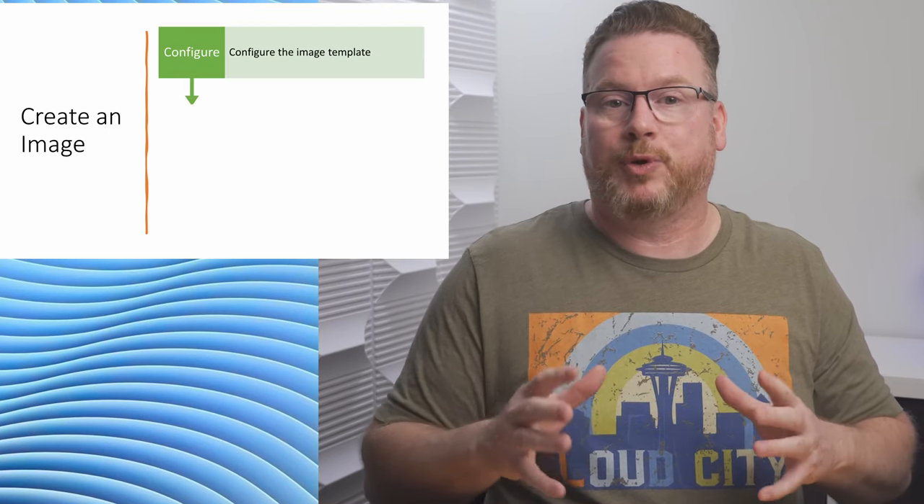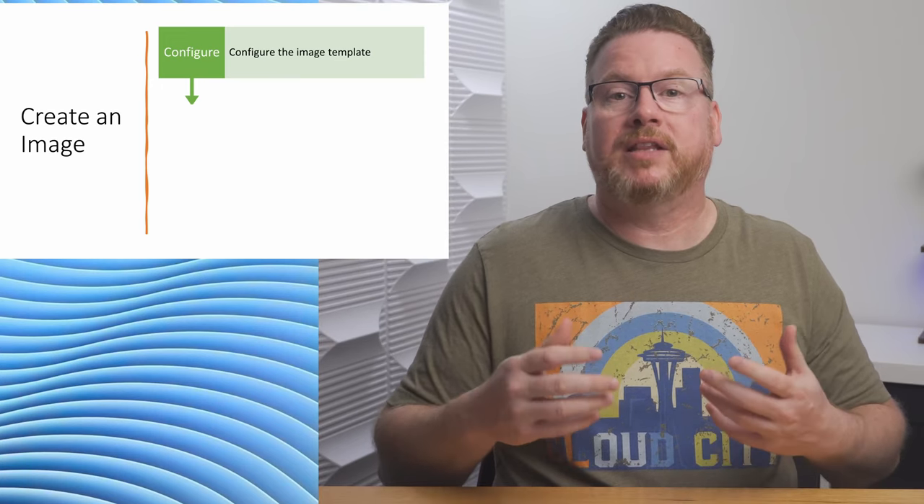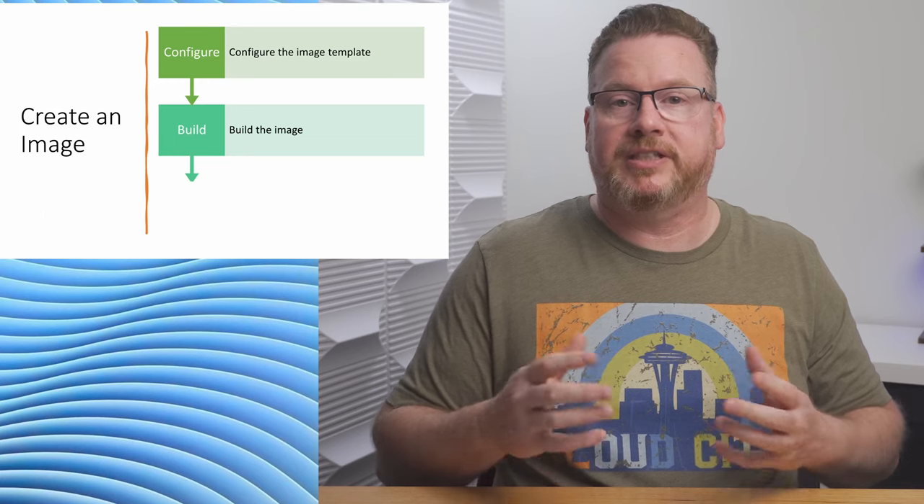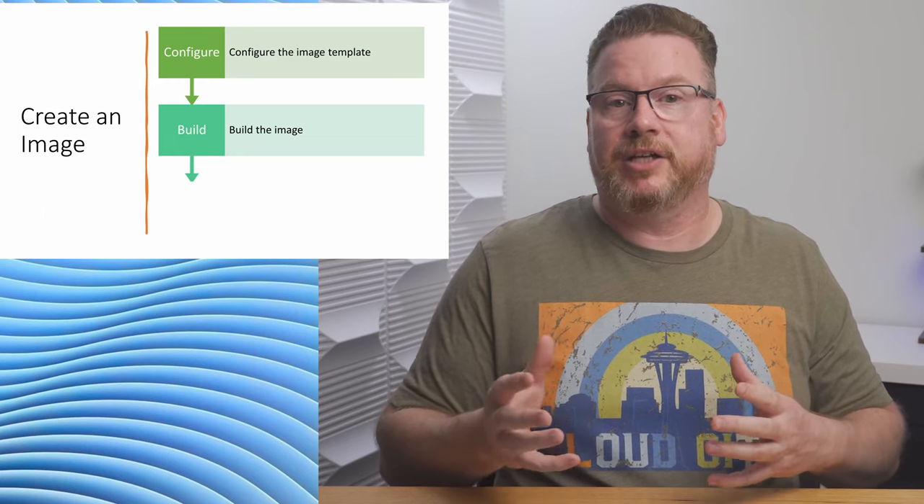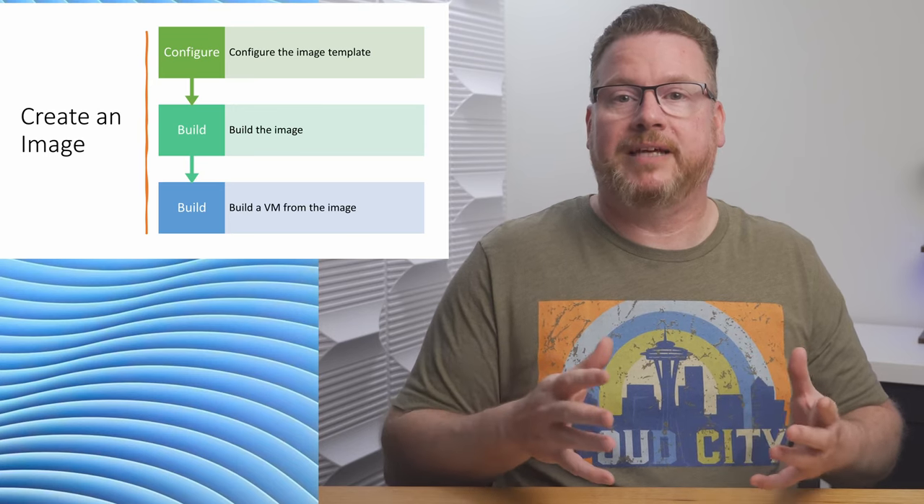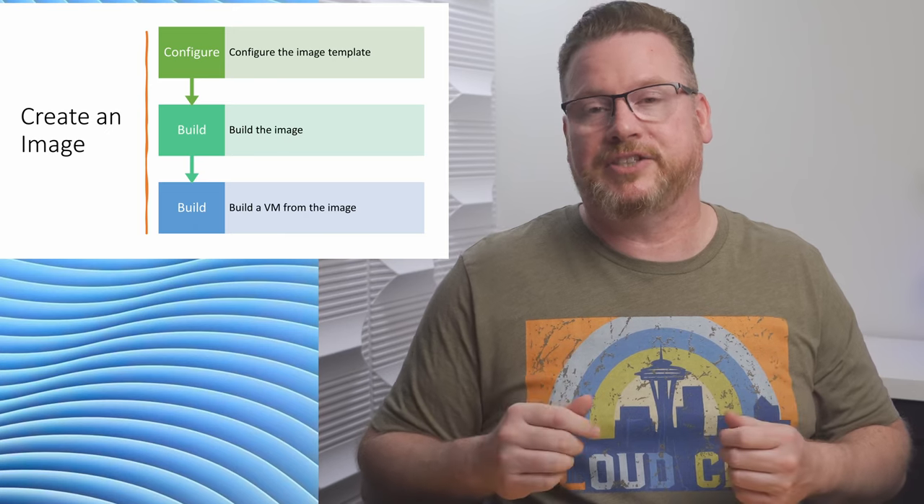Once we have the environment ready, we go to the portal and configure the image template. This step doesn't create the image, it creates a set of instructions that builds the image. After that, we run the build process that creates the image. We're outputting a managed image in this video, but you should consider using Azure Compute Gallery in production. And finally, we build a VM from the image and verify our customizations. We're going to apply a simple customization for this video.